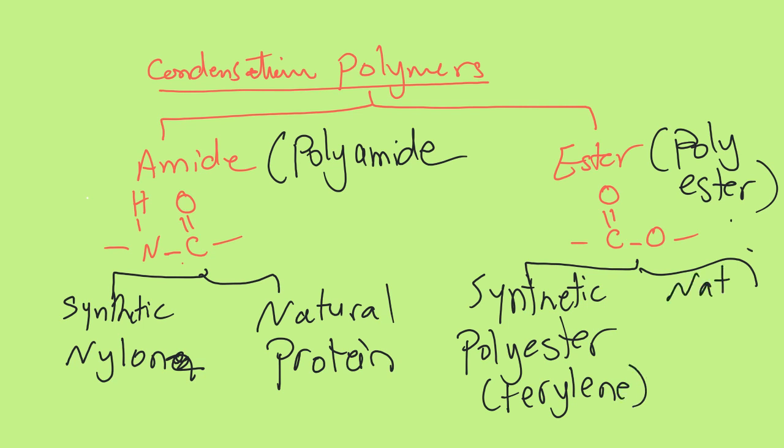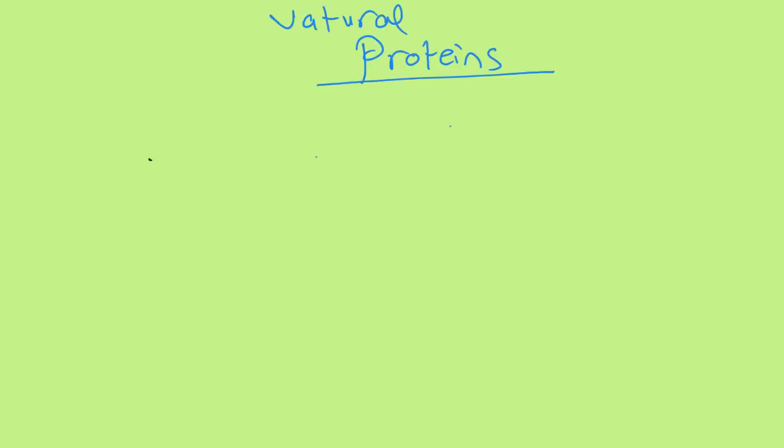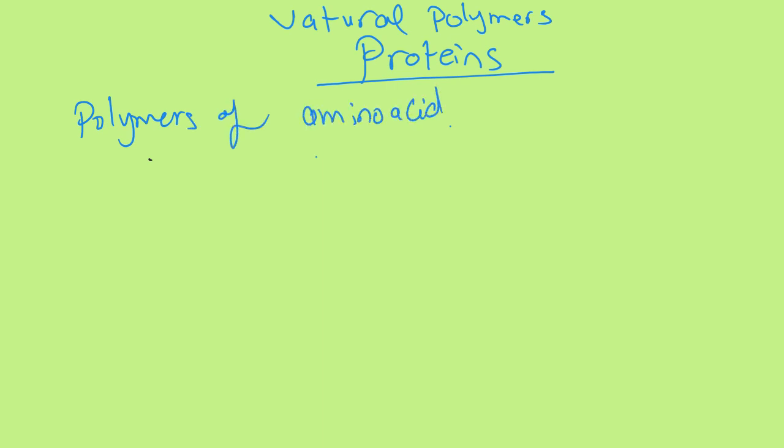Okay, and the natural one, the natural ester or polyester, is the fat or oil that we have just described. Fat or oil is a natural ester. Proteins are polymers. Polymers of what? Polymers of amino acids. So they are formed by condensation of different types of amino acids.